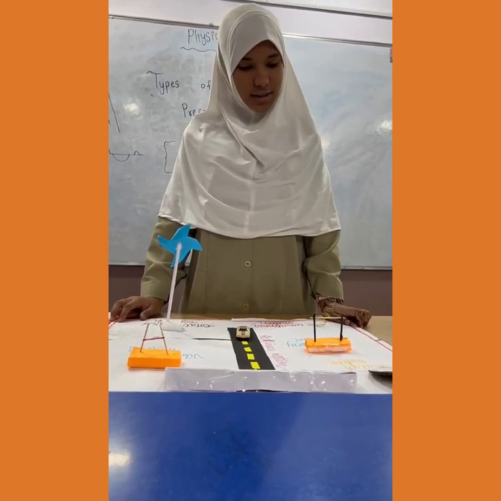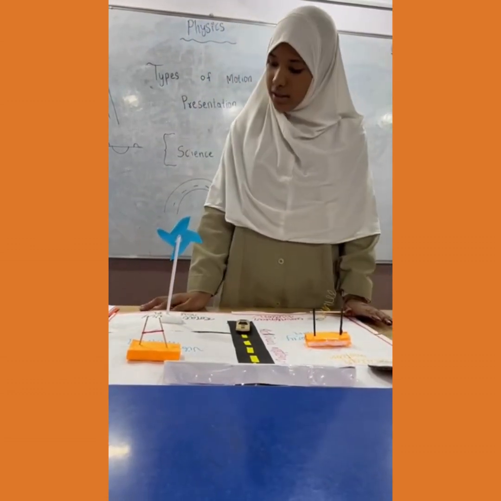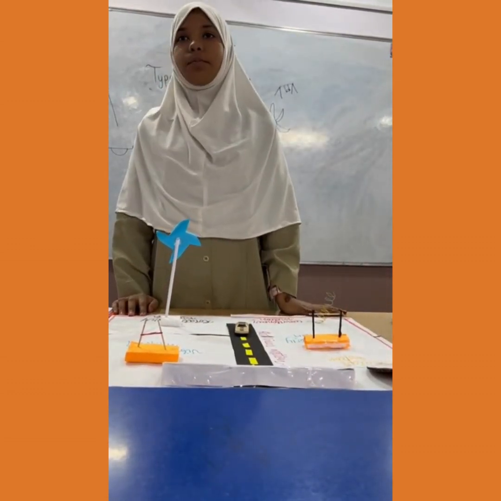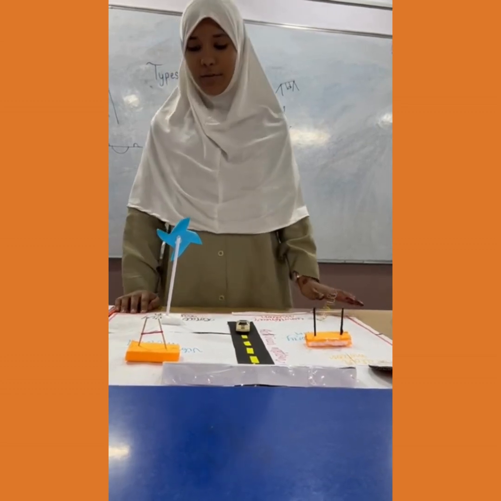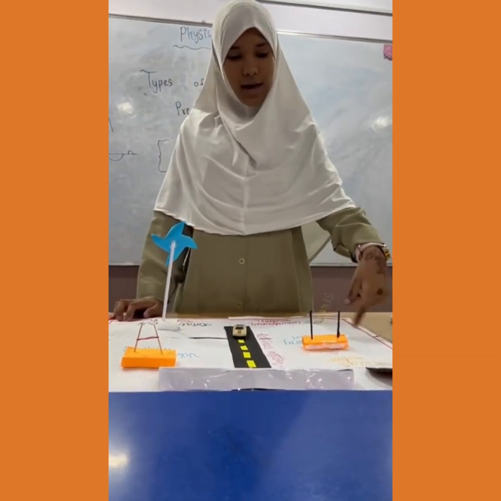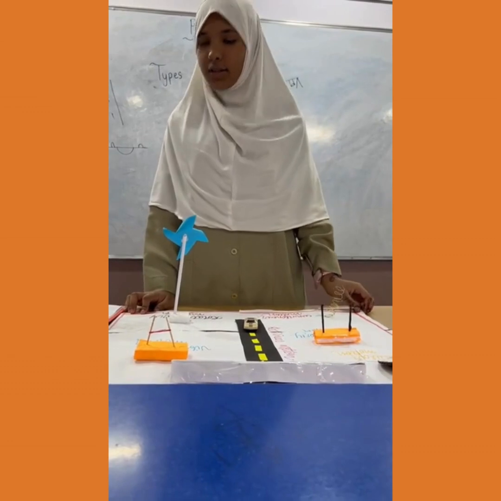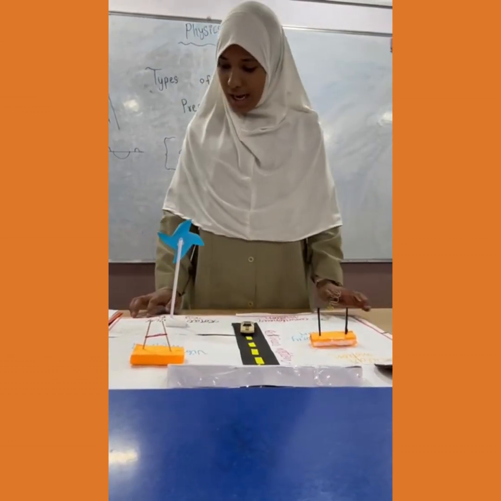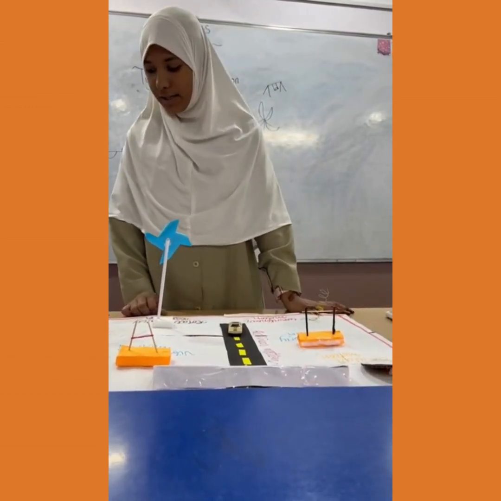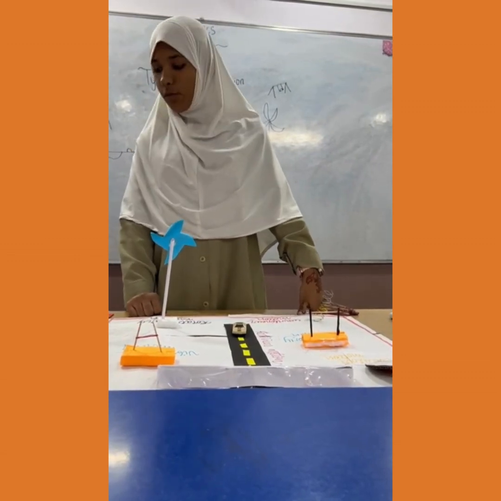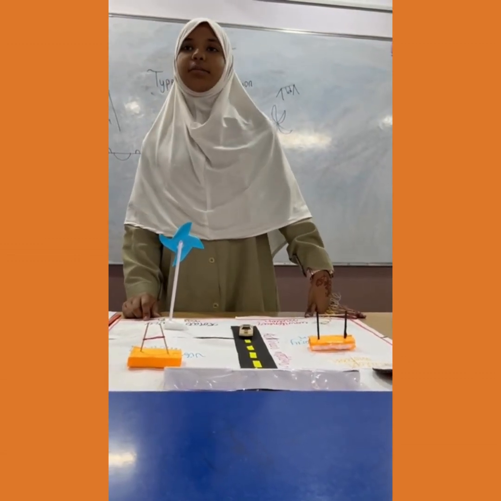And then it is circular or rotatory. If your body is moving in a circular path or rotating, then it is called rotatory motion. And then last is oscillatory motion or vibratory motion. If your body is moving to and fro, up or down, then it is known as oscillatory motion.